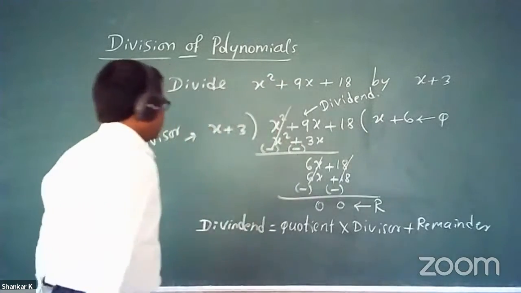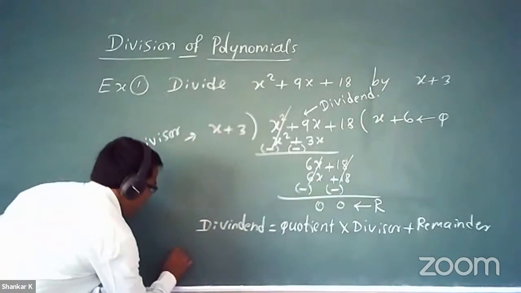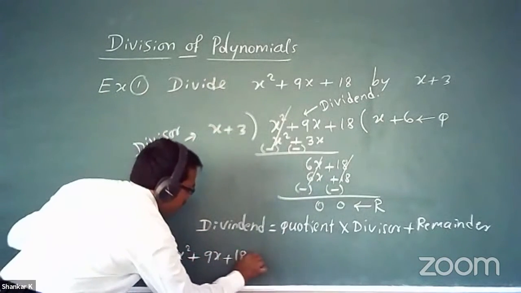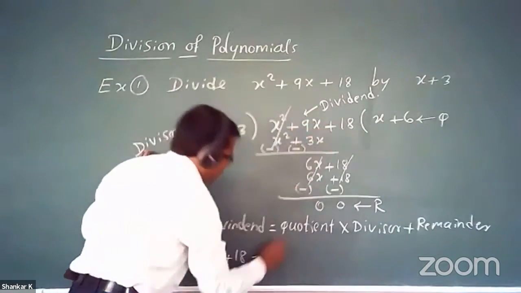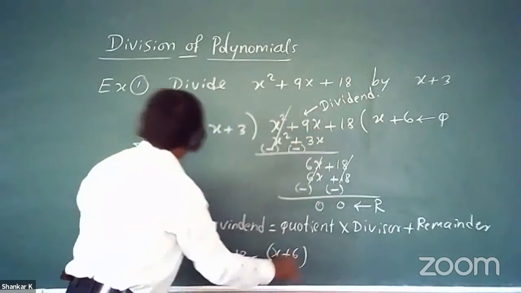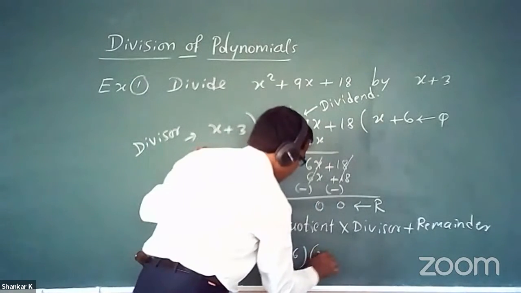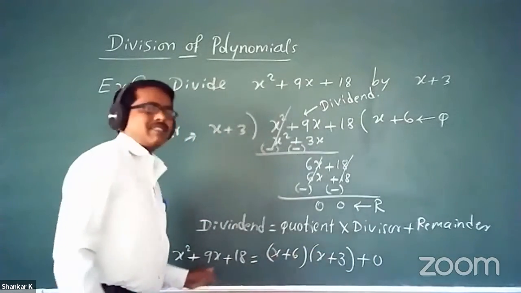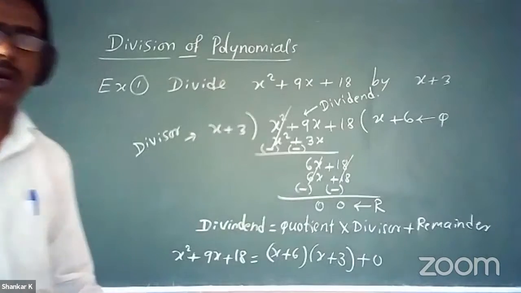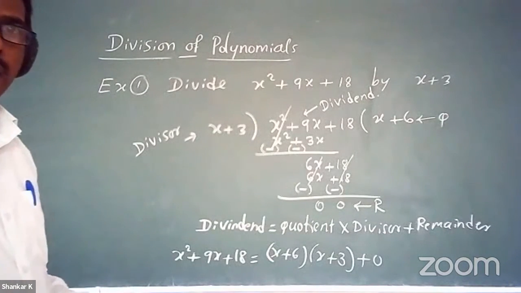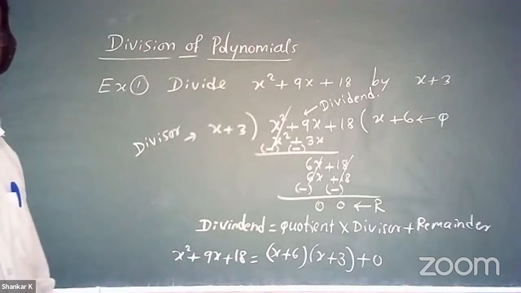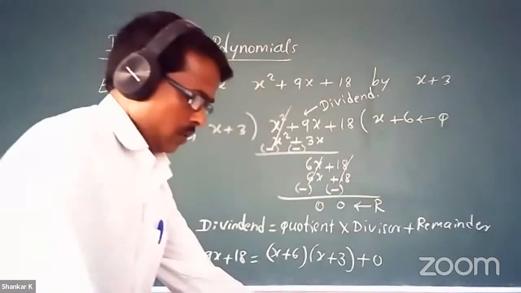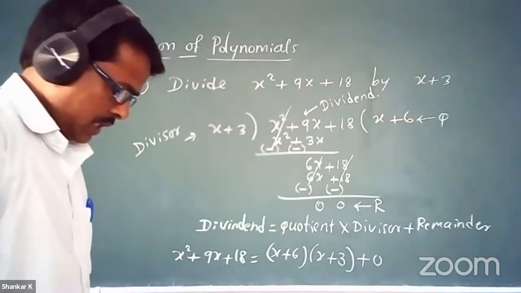Now in this case, the dividend is x square plus 9x plus 18. This equals the quotient, which is x plus 6, into our divisor x plus 3, plus remainder 0. If you multiply these two, again we get this only. Did you understand or not? Write this. I'll give another example. At least do that one. Yes, sir. Now clearly understood? Okay. Now I'll give another example.